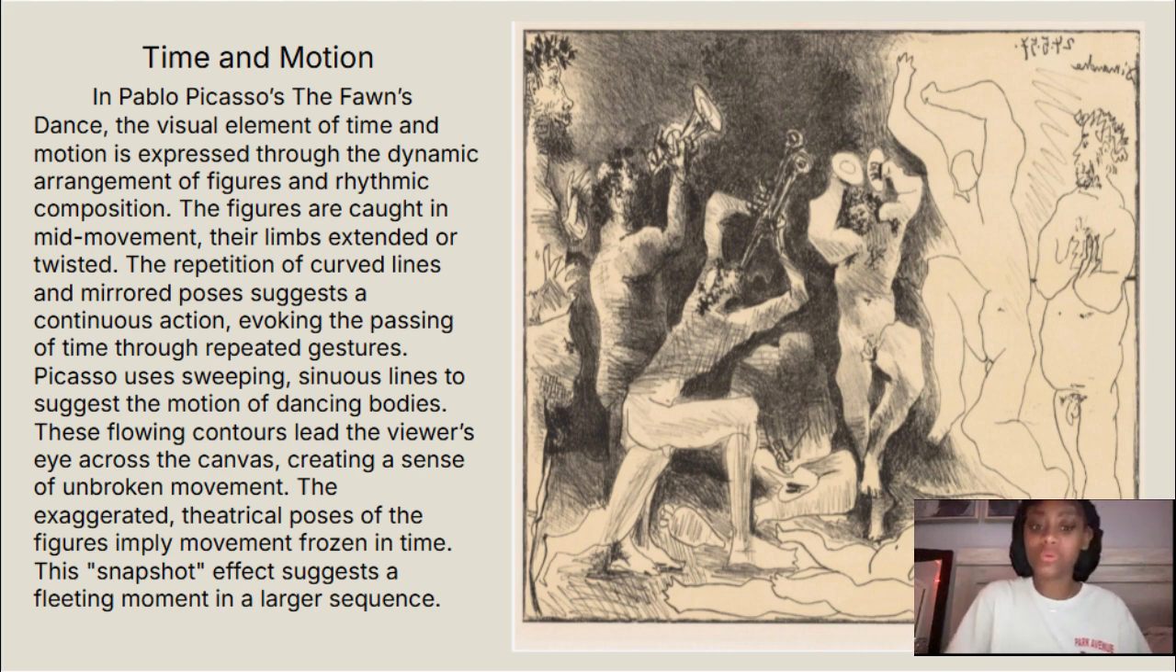Picasso uses sweeping, sinuous lines to suggest the motion of dancing bodies. These flowing contours lead the viewer's eye across the canvas, creating a sense of unbroken movement. The exaggerated theatrical poses of the figures imply movement frozen in time. This snapshot effect suggests a fleeting moment of a larger sequence.